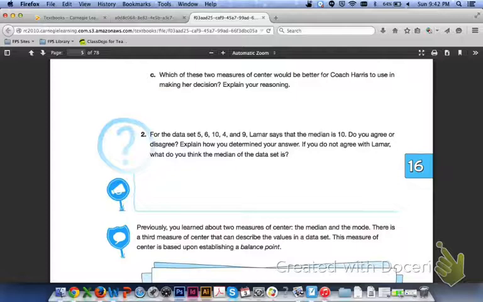Number 2 says, for the data set 5, 6, 10, 4, and 9, Omar says that the median is 10. Do you agree or disagree? Explain how you determined your answer. If you do not agree with Omar, what do you think the median of the data set is?